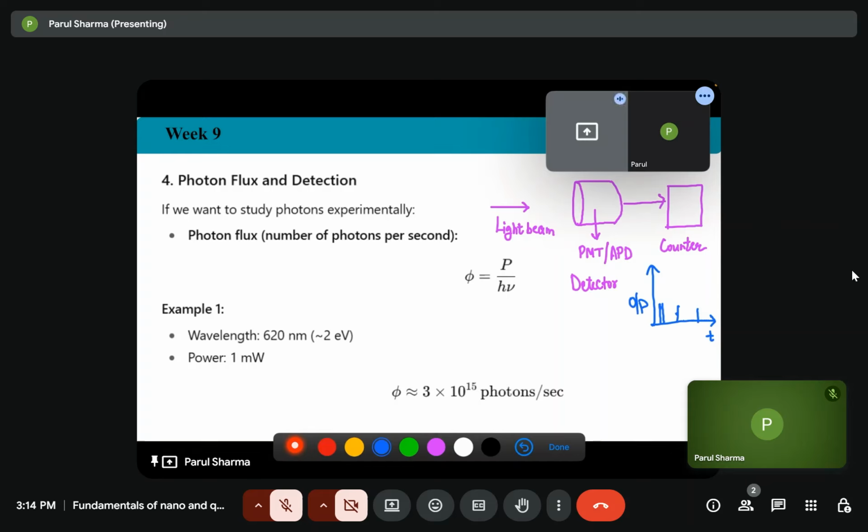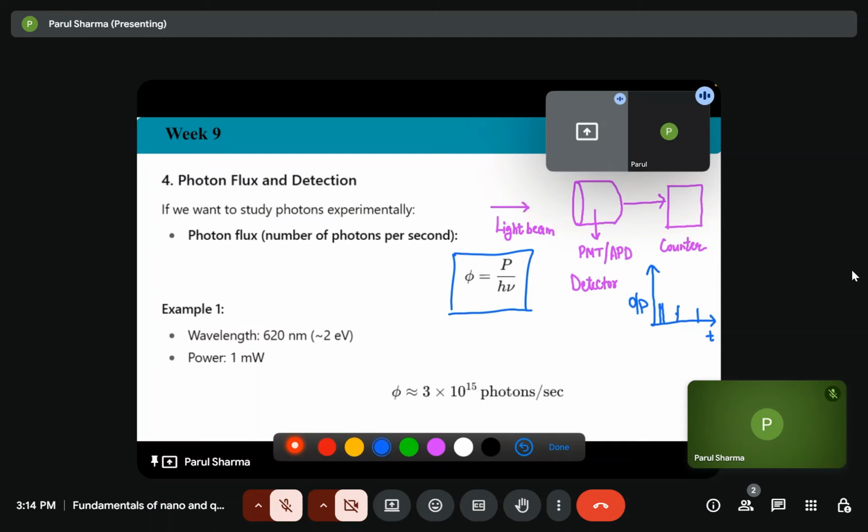So now we want a large number of photons to go to the counter, and then we will detect how many photons are detected per second. That is given by the photon flux, which is equivalent to P upon h nu, that is the power by the energy of the photon. So phi is equal to P by h nu.